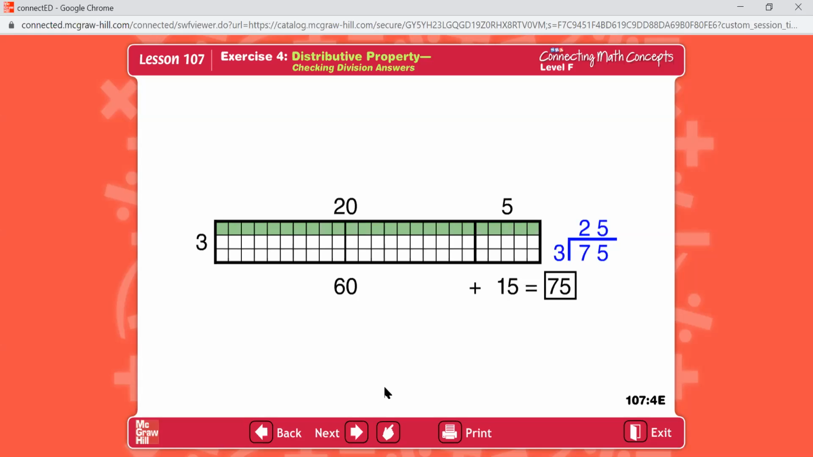Write the problem and the answer next to the rectangle. Then shade the top row to show the answer. Remember, each row shows the division for the tens part and the division for the ones part. Moving on.